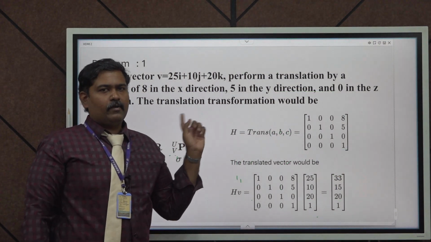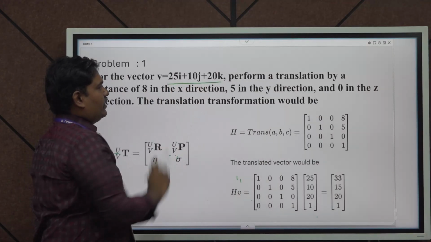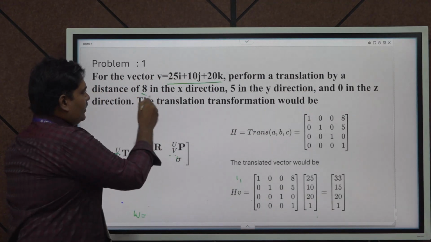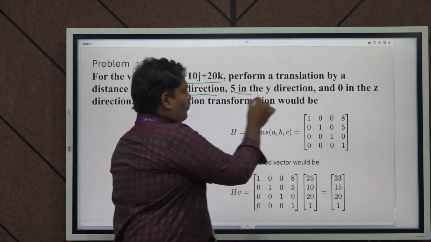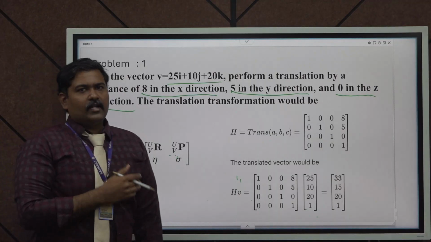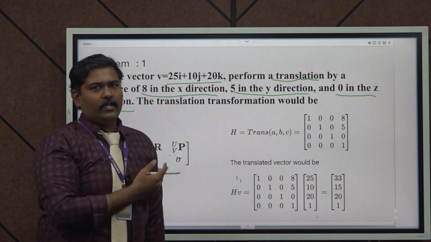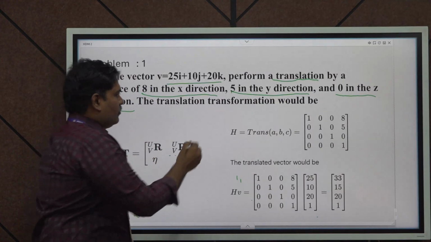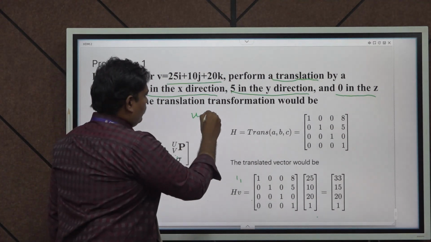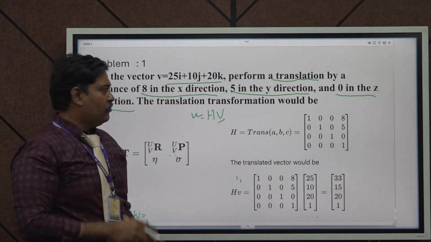Let us consider an example problem. Here the vector V is given as 25I plus 10J plus 20K. Perform a translation operation by a distance of 8 in X direction, 5 in Y direction and 0 in Z direction. Here the vector has undergone only translation. There is no rotation information given. So according to homogeneous transformation, the formula is U is equal to HV. V is given, we have to find the value of U.